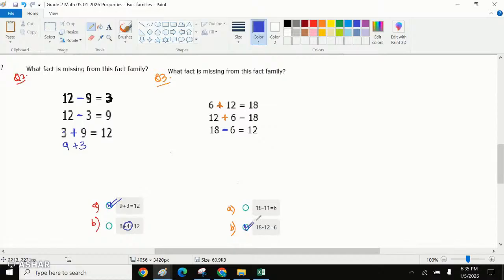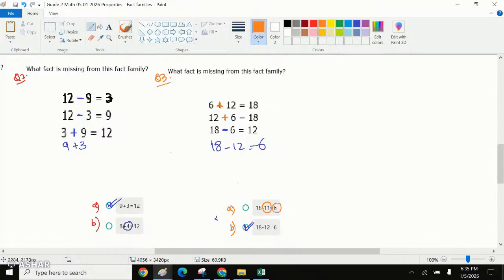This is the correct answer, because 18 minus 12 would be equal to 6. But we cannot consider option A. Why? Because we have a number that is 11, and this is 6. 18 minus 11 is not 6, right? We had a different number.